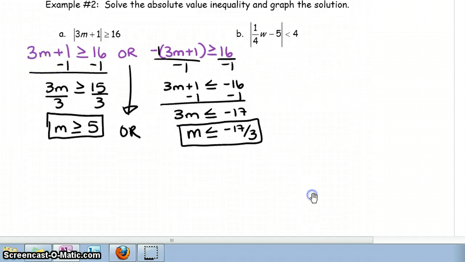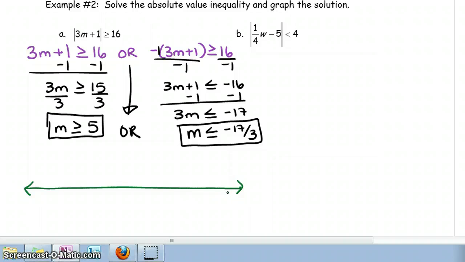When it comes to graphing the solution, you want to make sure you have a number line. And we're going to put 0 in the middle. And we're going to put negative 17/3 on the left side towards the negatives, and 5 on the right side. Because the inequalities are greater than or equal to, or less than or equal to, we know that the dots have to be closed on both ends because of the equal to part of it.